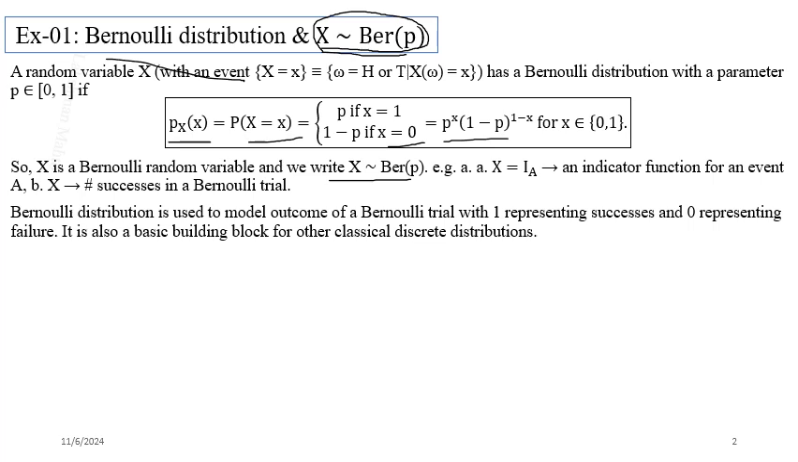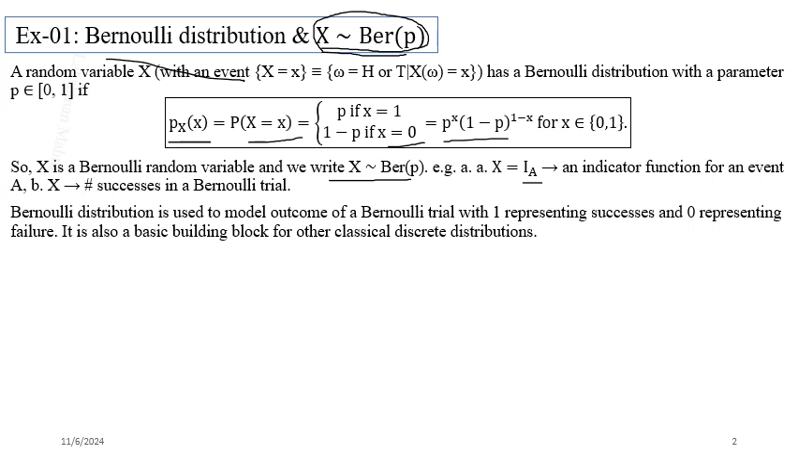What are examples of Bernoulli random variable? The simplest example is the indicator function or characteristic function. That means if you are taking a set, elements that are from the set will map to 1, and elements which are not in the set will map to 0.